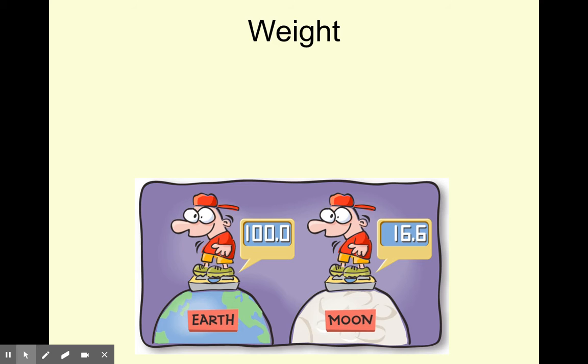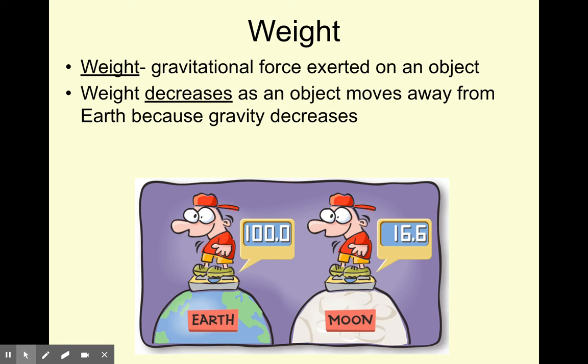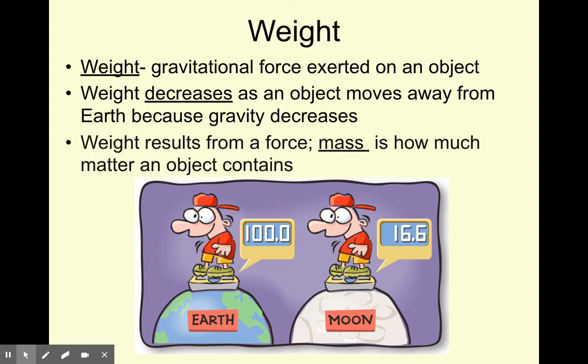Weight versus mass. This is a huge deal. Weight is the gravitational force exerted on an object. Weight decreases as an object moves away from the Earth because gravity decreases. Weight results from a force. Mass is how much matter an object contains.